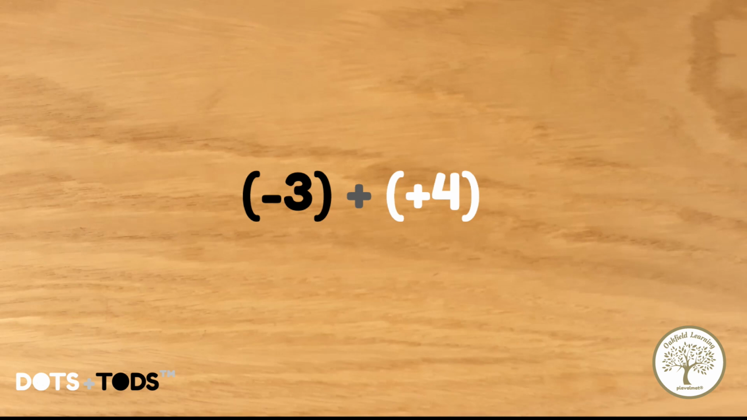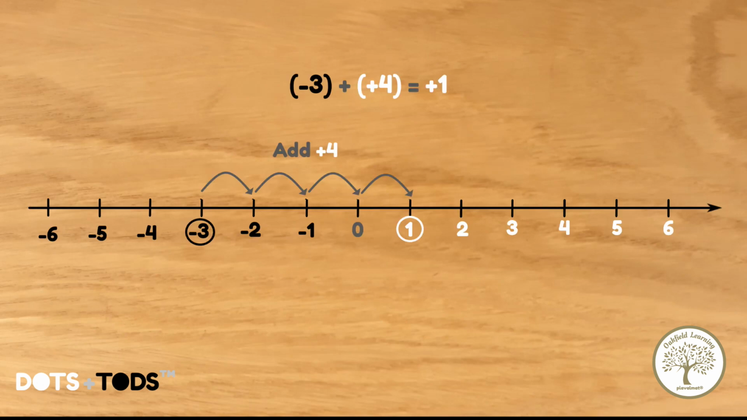Let's look at this question. We're starting with a negative number and we're adding a positive. -3 add +4. We know on a number line when we add, we need to move to the right. So for this question, we're adding 4 positive ones. We'll need to start at -3 and move to the right 4 intervals to get to +1. We're doing the same method as we did before. It's just that we're starting with a negative number this time that's further to the left on the number line.